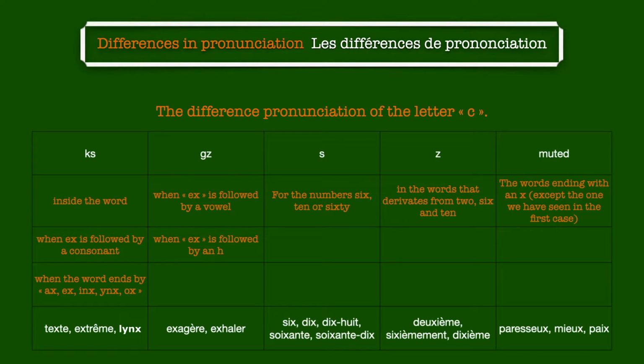The last case is when the X is muted. This happens when it's placed at the end of the word, except the word endings that we have seen in the first case. Examples of muted X are Paresseux, mieux, paix. I didn't write it, but in the other situations, the X letter has its normal pronunciation.